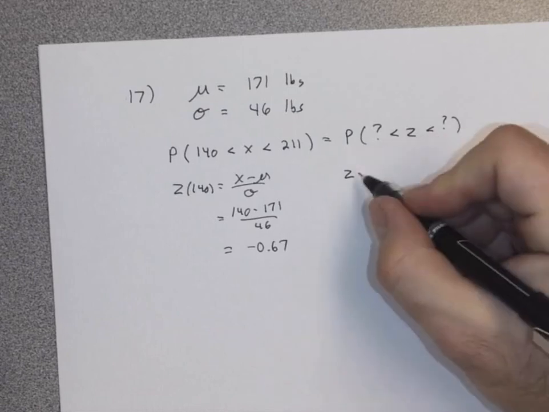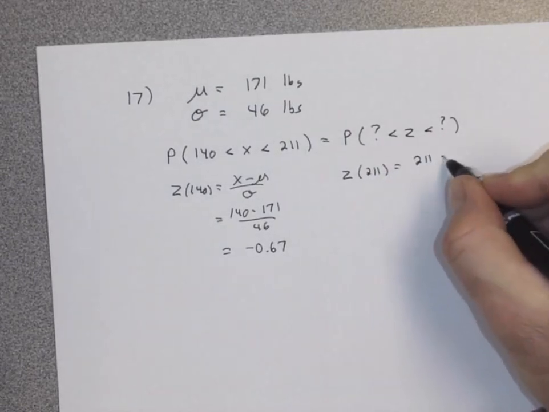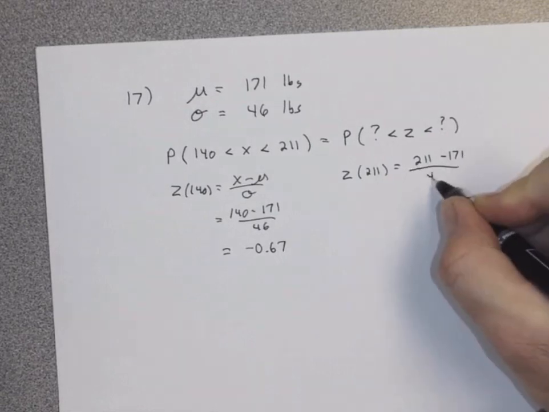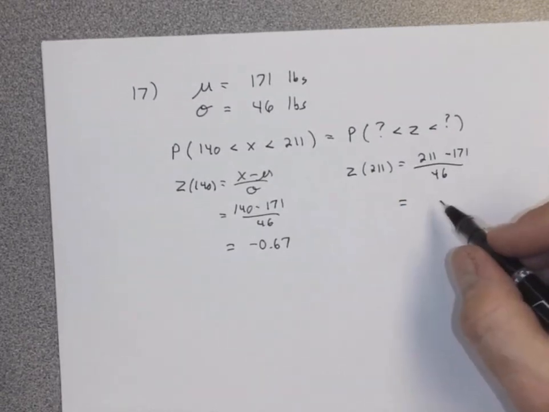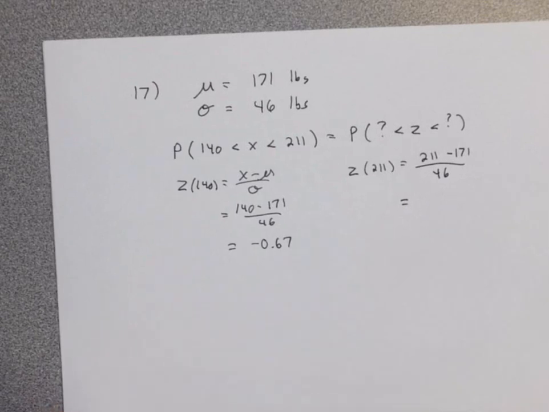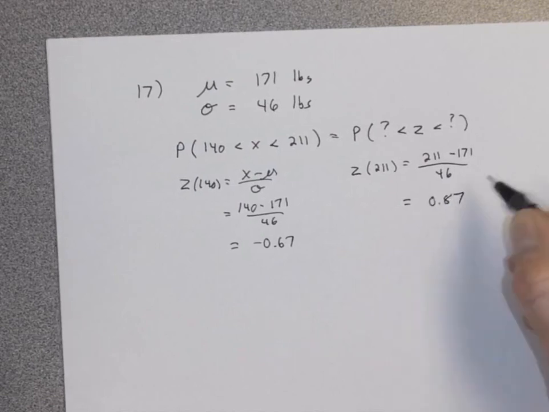Okay. And then z for 211 is going to be equal to 211 minus 171 all over 46. You guys have that one too? Positive what? 0.87. What is it? 0.87. 0.87? That's not great.